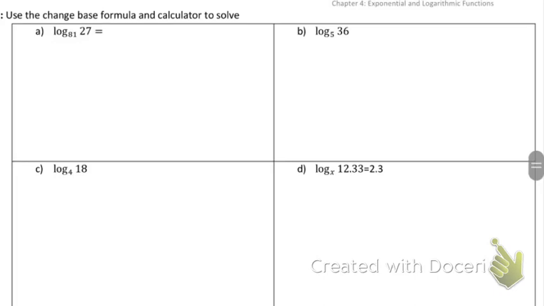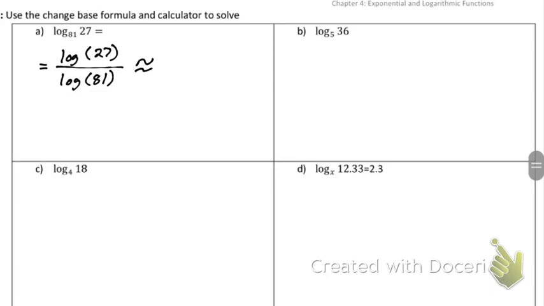But my calculator doesn't have a log base 81 button. So what we're going to do is convert it to a log base 10. I'm going to rewrite this as log base 10, which means I don't have to put anything down. So we're going to do the log of our argument, 27, over the log of our base, which is 81.